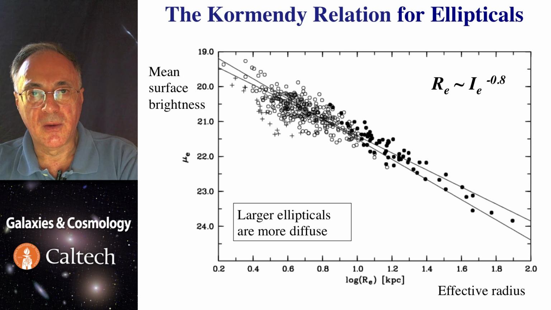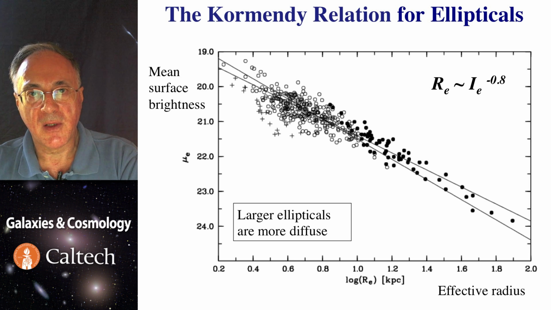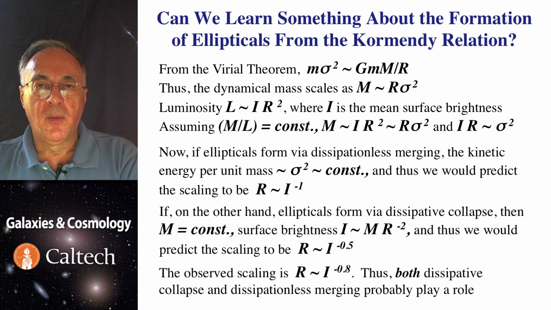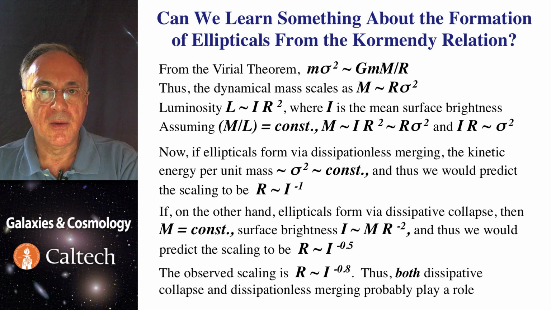This too is a pretty good correlation, roughly with a slope of minus 0.8, but it's not a perfect one. It too has a scatter that's larger than what measurement errors suggest, again implying there is a second parameter involved.